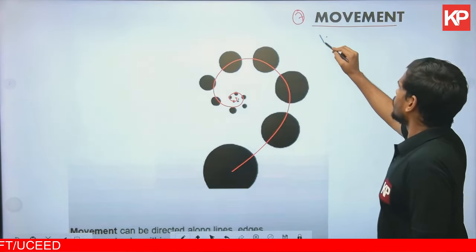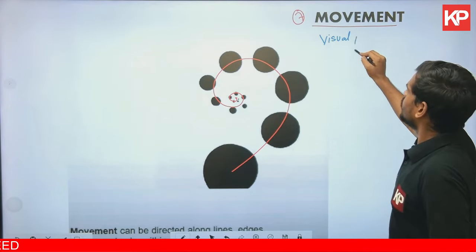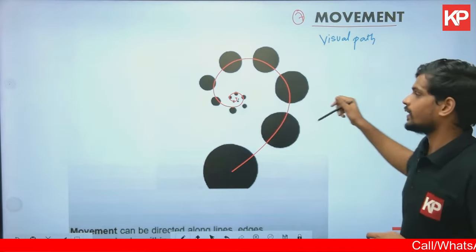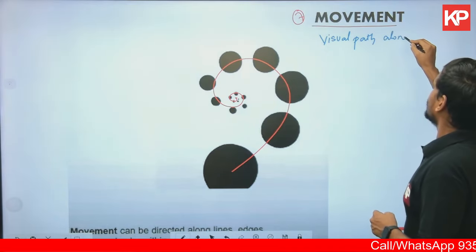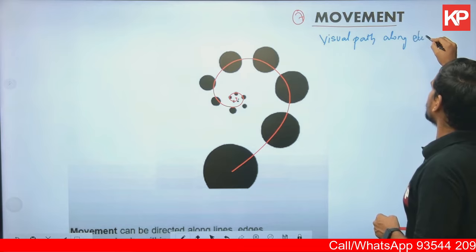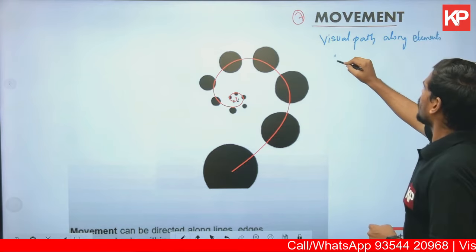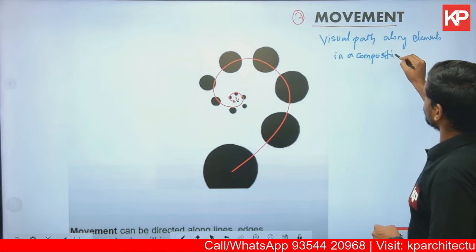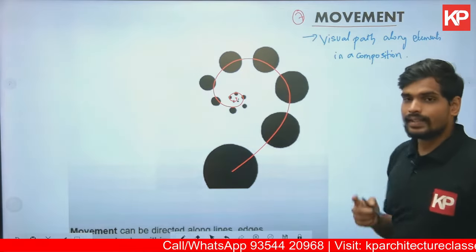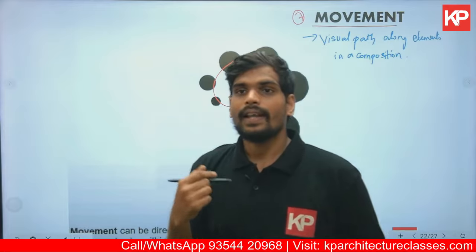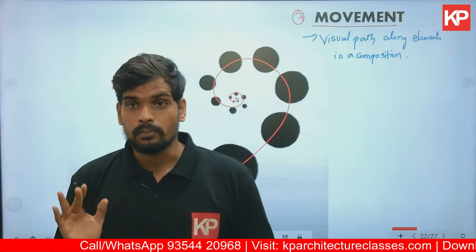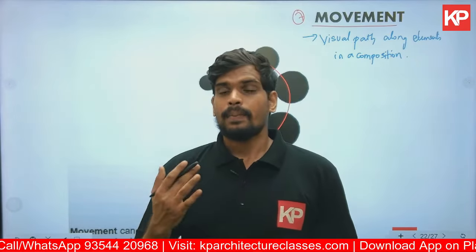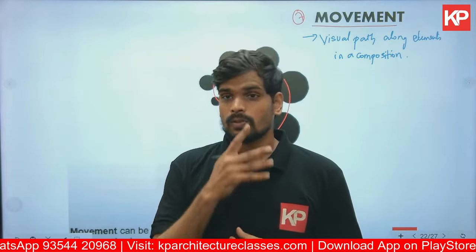Movement is a visual path. You're not actually moving along this path, but your sight is moving along this path. That is a visual path along elements in a composition. So if there is a visual path taken by the observer along elements in a composition, that is called movement.